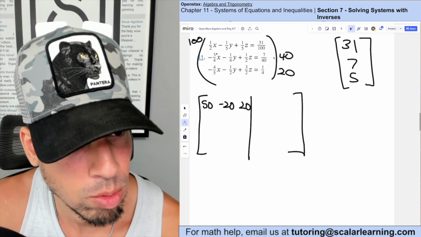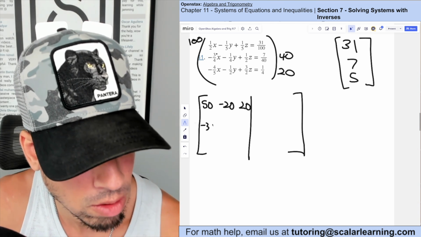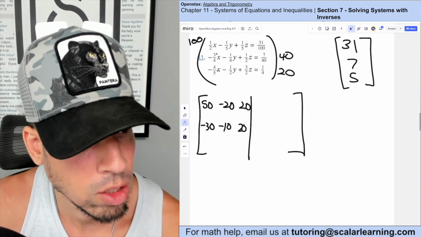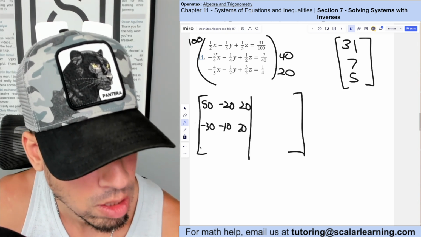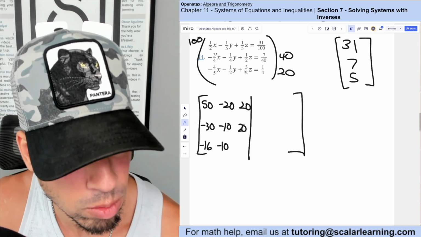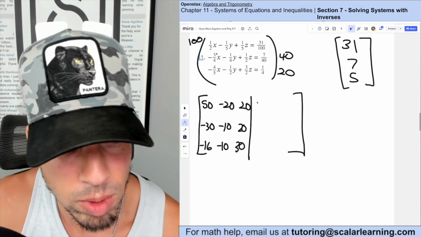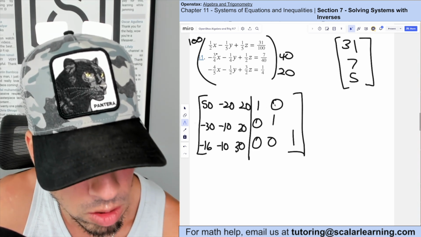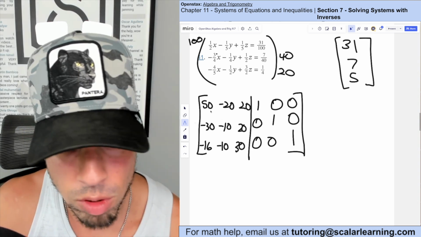But anyways, next we got 40 times that, which is negative 30, negative 10. 40 times 1/2 is 20. And then we got 20 times negative 4/5, which is negative 16, negative 10. And then 20 times 3/2 is 30. And then we got our nice identity matrix in here. Boom, boom, boom. Diagonals of 1, zeros all around. And without further ado, let's begin.